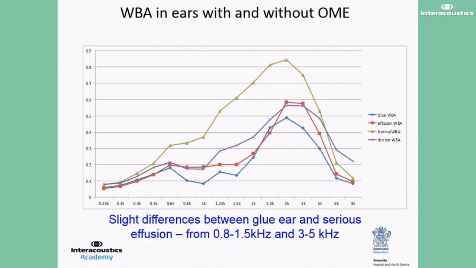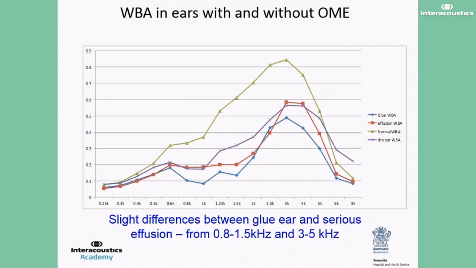There were some differences between each of the conditions, mainly around the 800 to 1500 Hz frequency range, and again between 3 and 4000 Hz. Glue ears had the lowest absorbance across the whole frequency range. Absorbance in ears with serous effusion was higher than that of the glue ears, but mainly at 3 to 4000 Hz. Dry ears had increased absorbance between 1250 to 2000 Hz and again at 5 to 8 kHz.